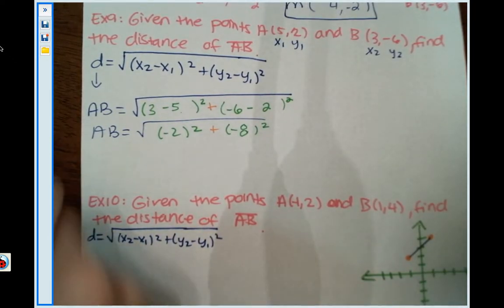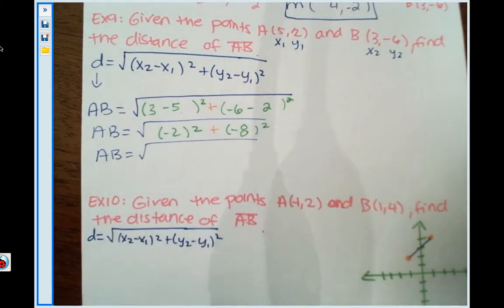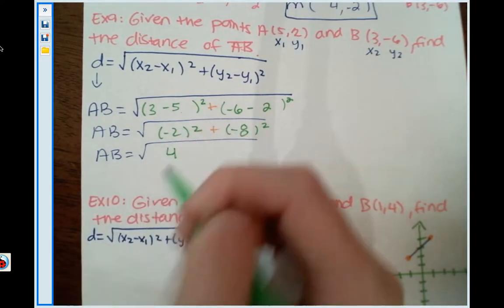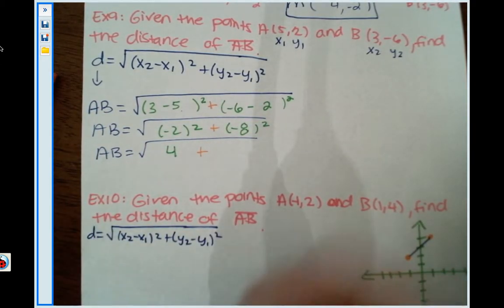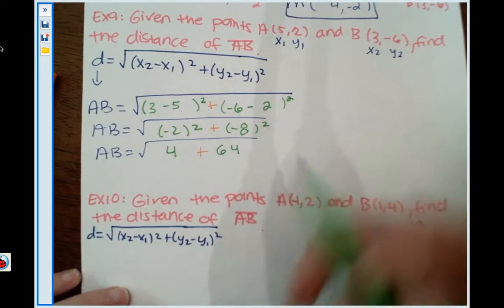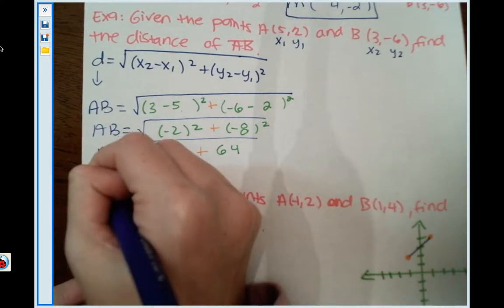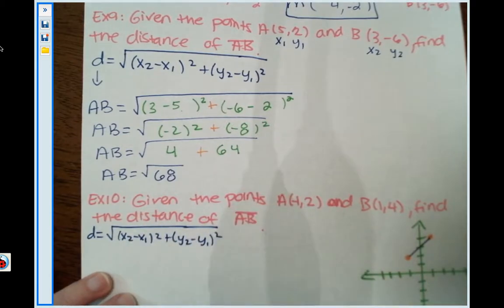Alright, so now let's start squaring things. So AB equals (-2) squared, so -2 times -2 is +4. Alright, so it's going to be 4 plus (-8) squared, so -8 times -8 is 64. And 64 plus 4 is 68. So AB equals the square root of 68, which is not a perfect square. So that means we need to simplify our square root down.